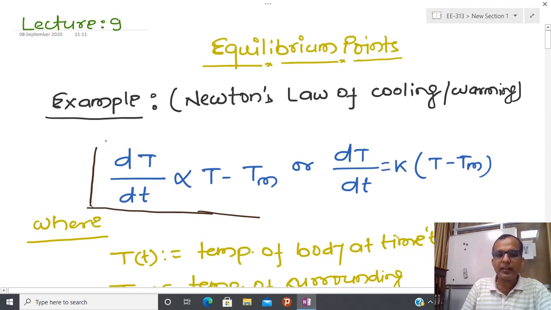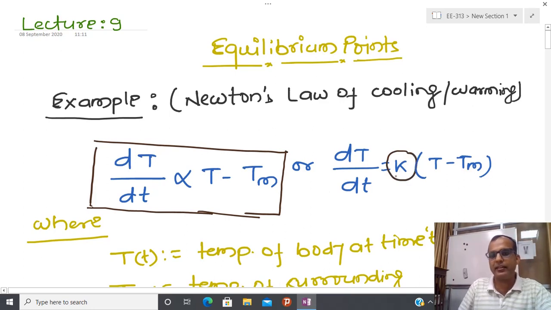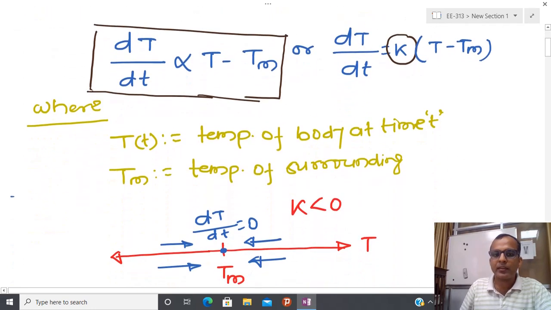Here you can see that I put in the proportionality constant K, which depends on the material, and I am assuming that K is a real quantity. I have explicitly written that T is the temperature of the body at time t, and Tm is the temperature of the surroundings. Now let us try to analyze this particular differential equation.